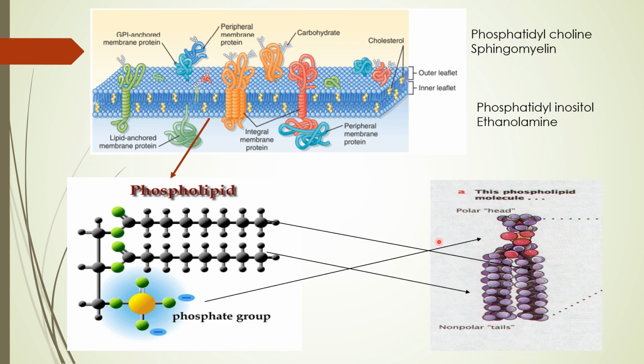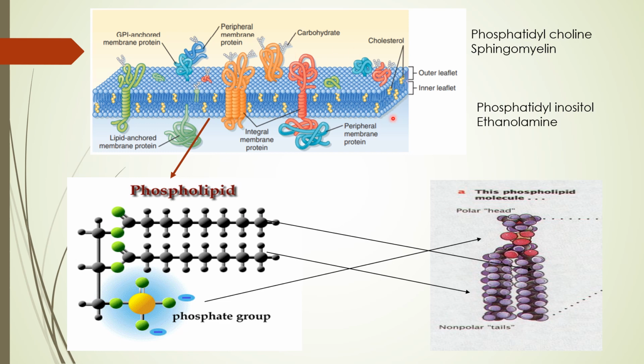This point should be clear to you: the head and tail portions of phospholipids are arranged in such a way that the water loving, or hydrophilic, end is outside and inside toward the extracellular fluid and intracellular fluid, and the lipid loving, which is hydrophobic, is on the interior side. Okay, this point is clear. So this is all about the lipid bilayer.